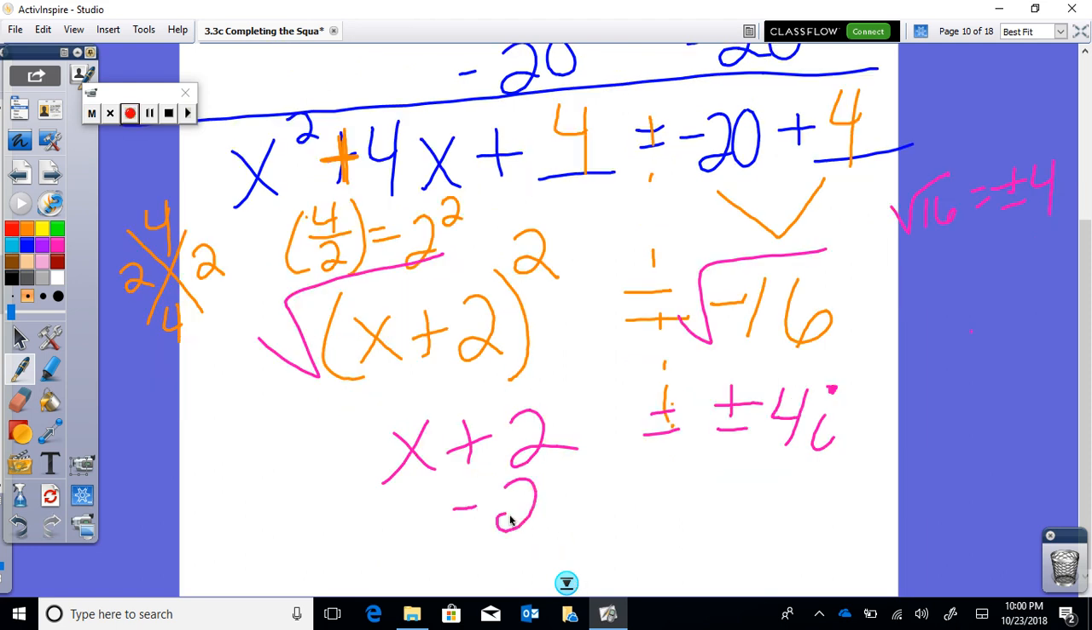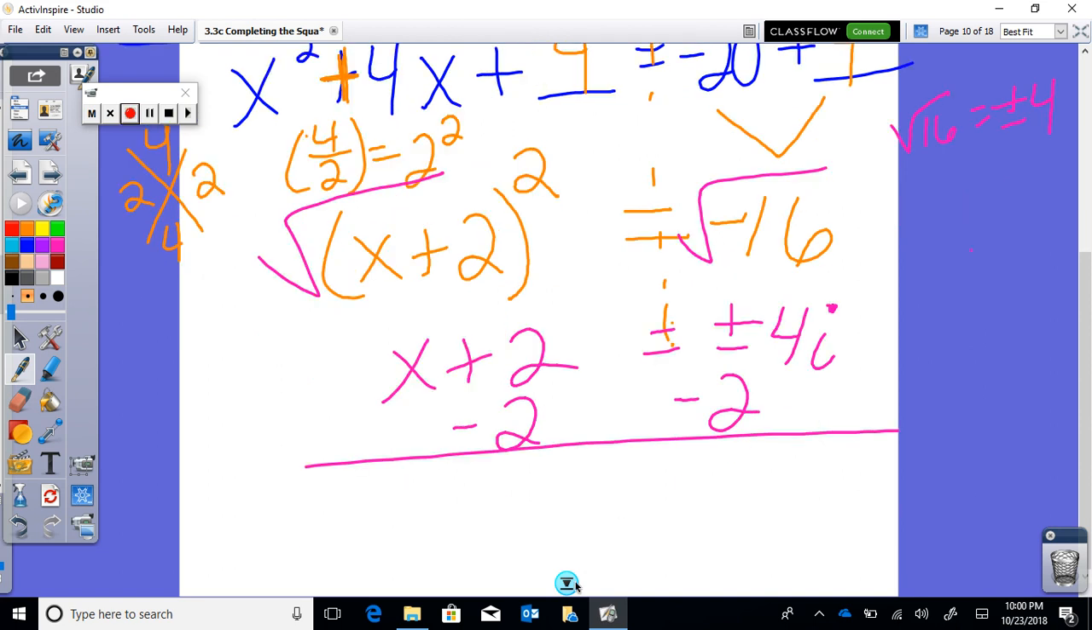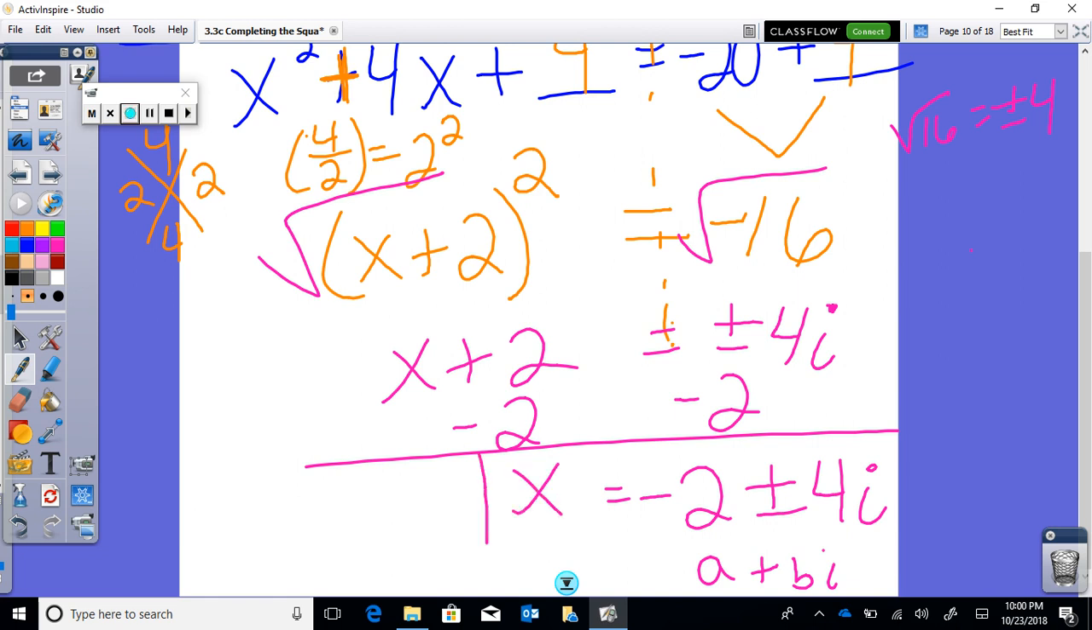And then we're just going to subtract 2 from both sides to get x by itself. And just like with the rational number and the irrational number, this is a rational number and an imaginary number, or a real number and an imaginary number. And when we put those together, we make what's called a complex number. And so we want the complex number to be in standard form, so that's the a plus bi. You want to write it with the real part first.